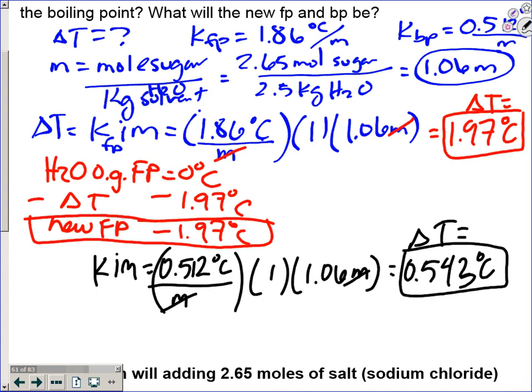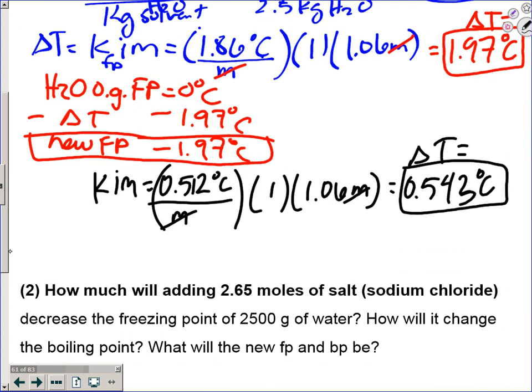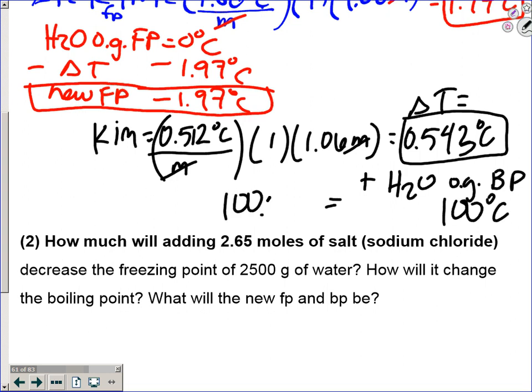Okay. So for the freezing point one, you're just using a different constant for K. The i is still the same, the molality is still the same, but what's the new boiling point of water? 100. So you're adding the delta T to the water's original boiling point of 100 degrees Celsius, so the total is 100.543 degrees Celsius.